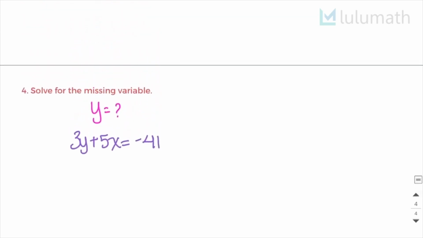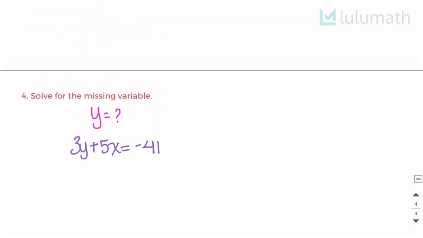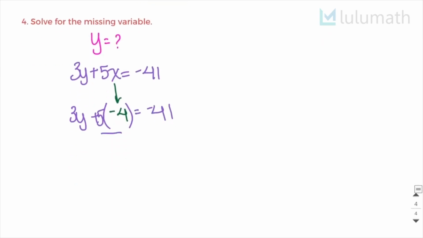So since I know that x is negative 4 right here, I'm going to substitute that in for x. And then I'm just going to copy the rest of the equation down exactly how I see it. So I end up getting 5 times negative 4 is negative 20. So I get 3y minus 20 equals negative 41.